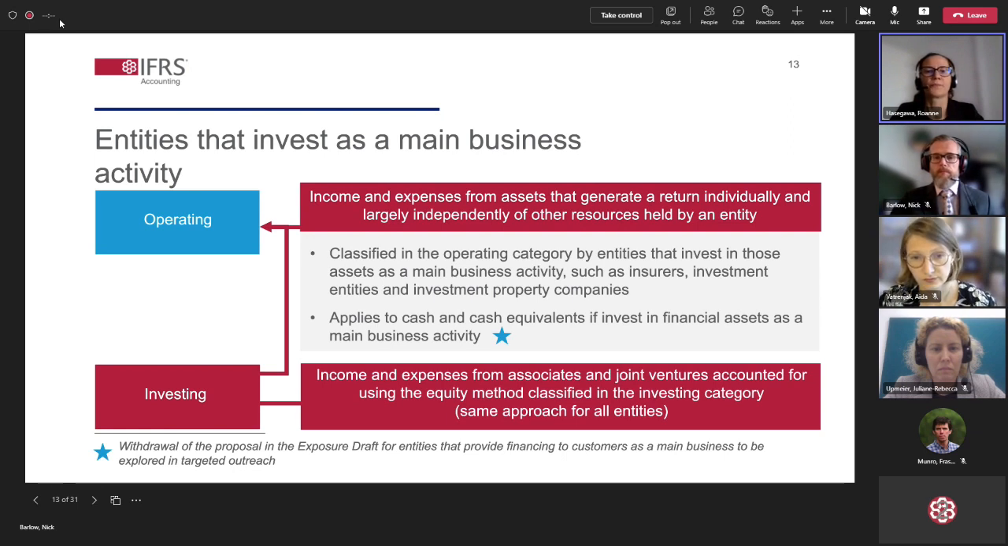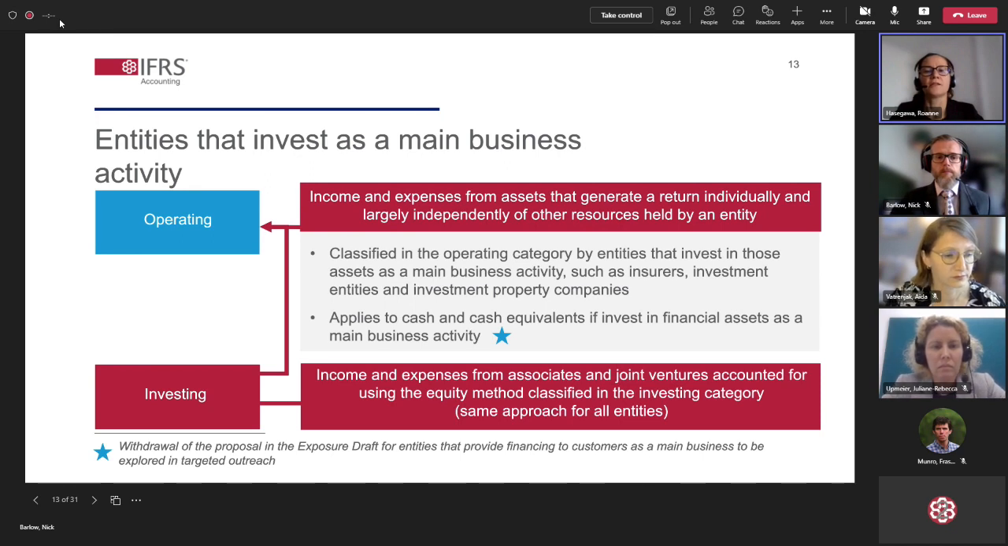As proposed in the exposure draft and confirmed by the IASB in its redeliberations, this requirement does not apply to income and expenses from associates and joint ventures accounted for using the equity method, which are classified in the investing category by all entities. Similar to the proposal in the exposure draft, entities that invest in financial assets as a main business activity would classify in the operating category income and expenses from cash and cash equivalents.